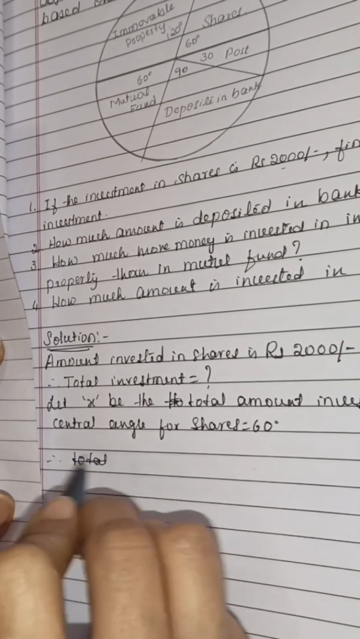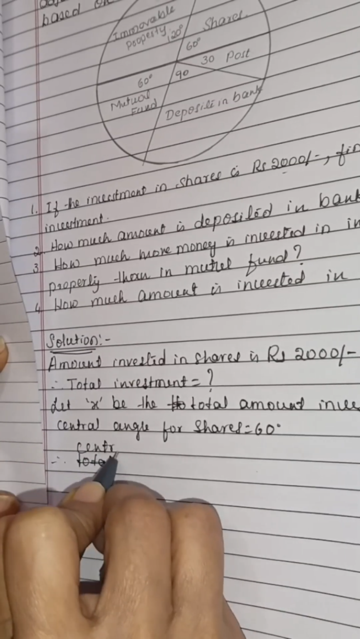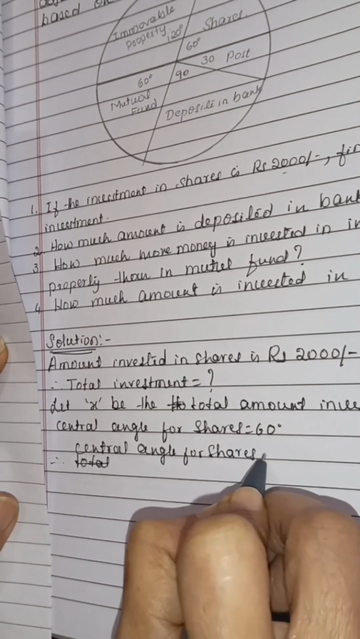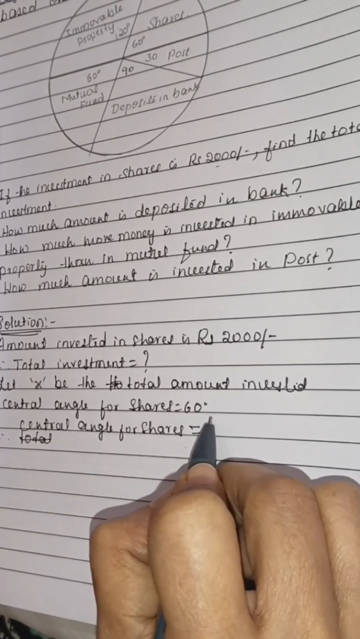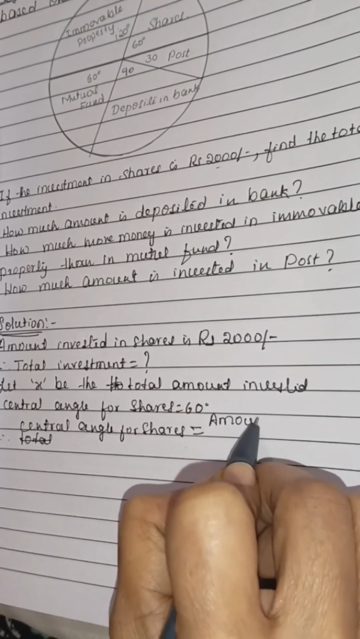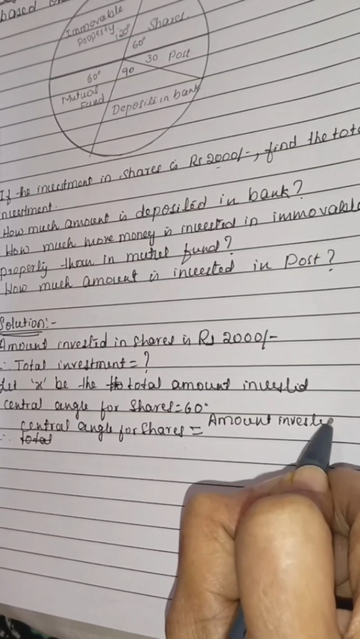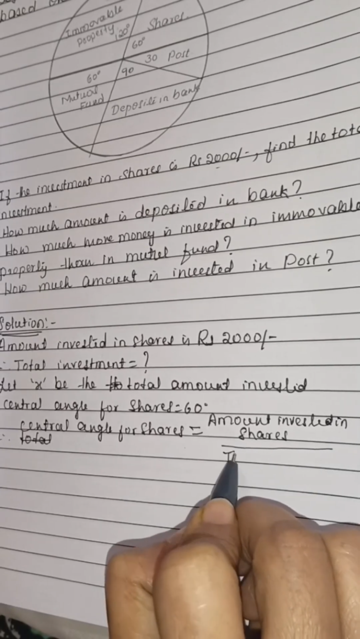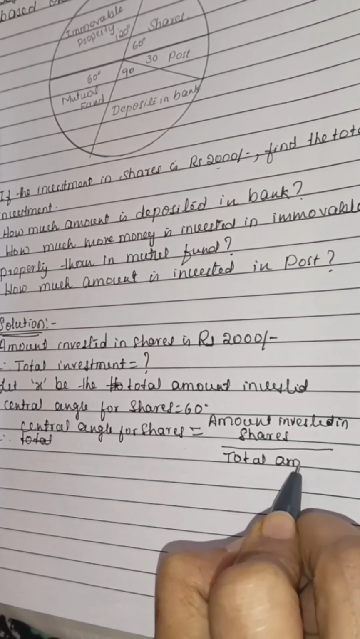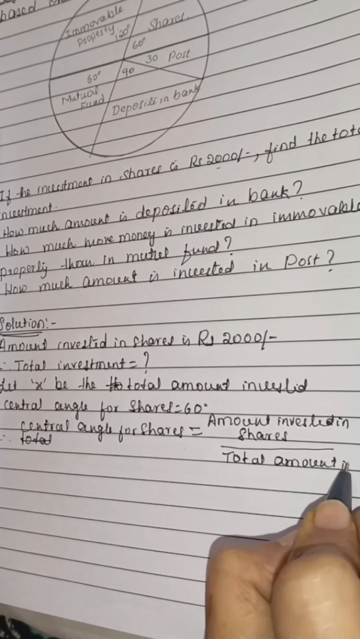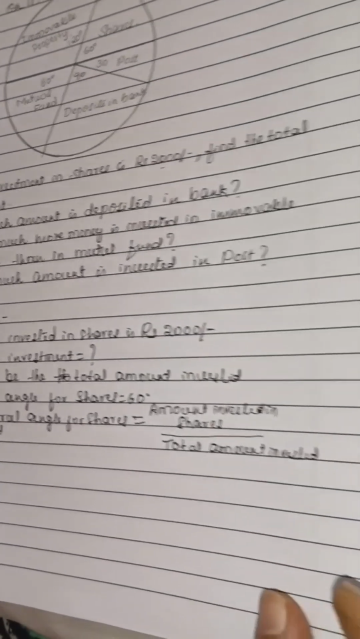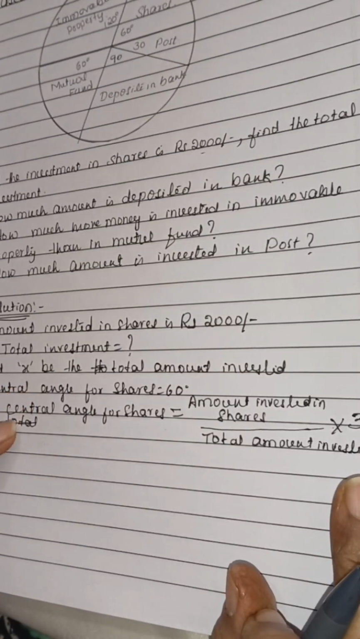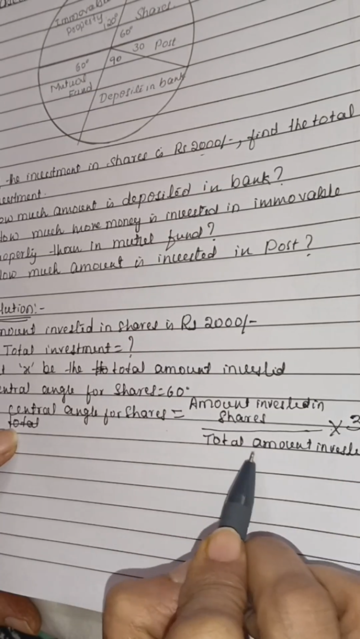First we'll write this formula only. Central angle for shares equals amount invested in shares divided by total amount invested, multiplied by 360. Now we have to find out the total amount.